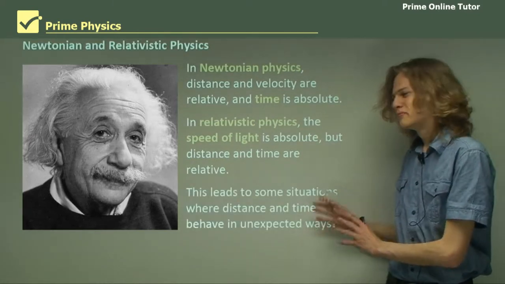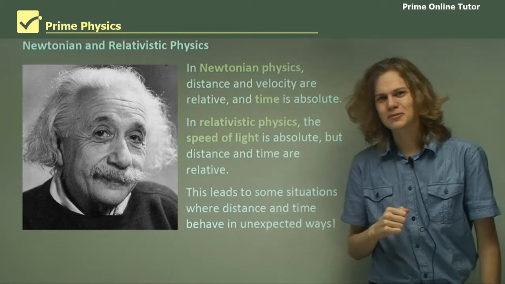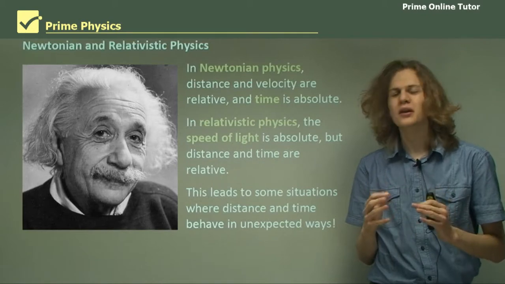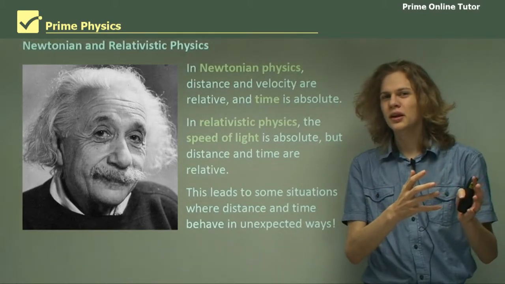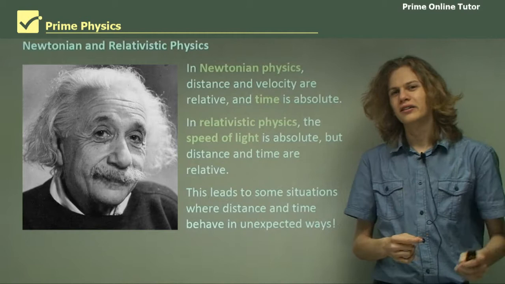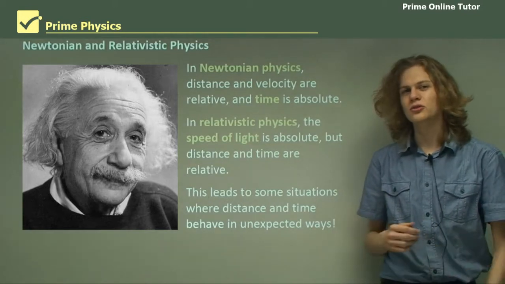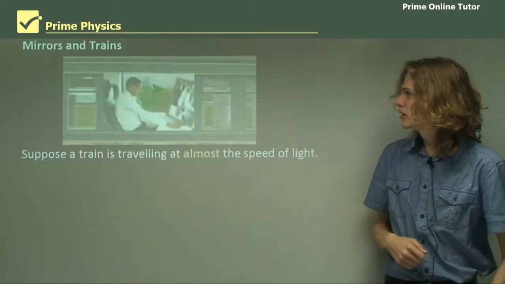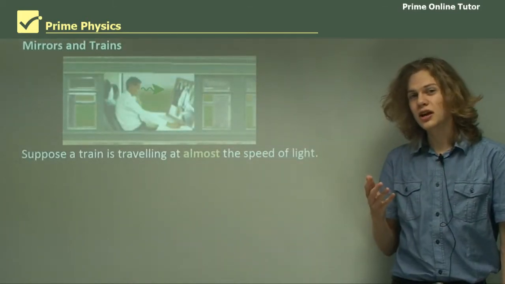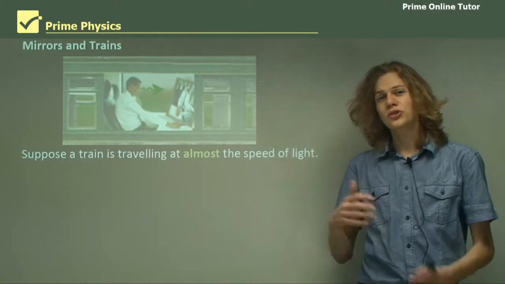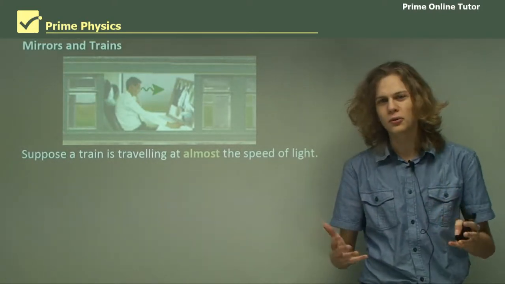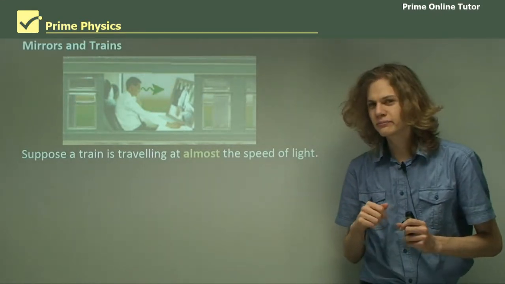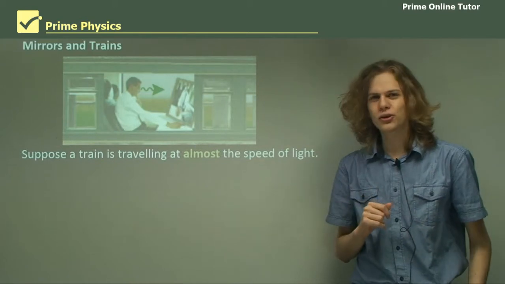So this leads to some really weird and interesting effects. It means that we can predict exactly how long a second will be for someone traveling at high speed, and figure out how different it will be to someone who's stationary with respect to some outside point of reference. So let's take a look at an example. Suppose that, once again, using Einstein's classic thought experiments, we have a train traveling at almost the speed of light. So close that you can't really tell the difference.